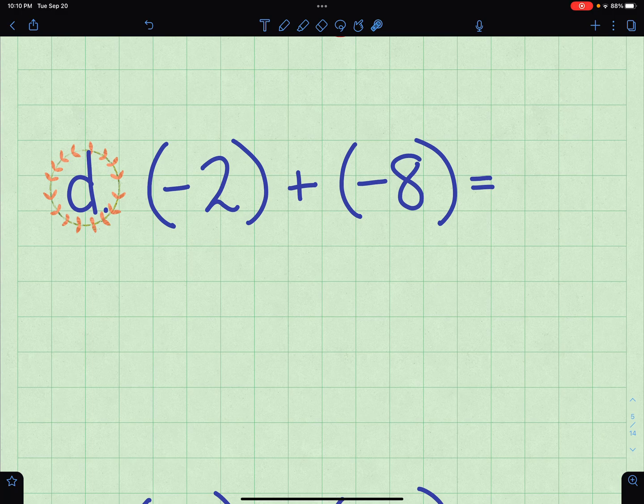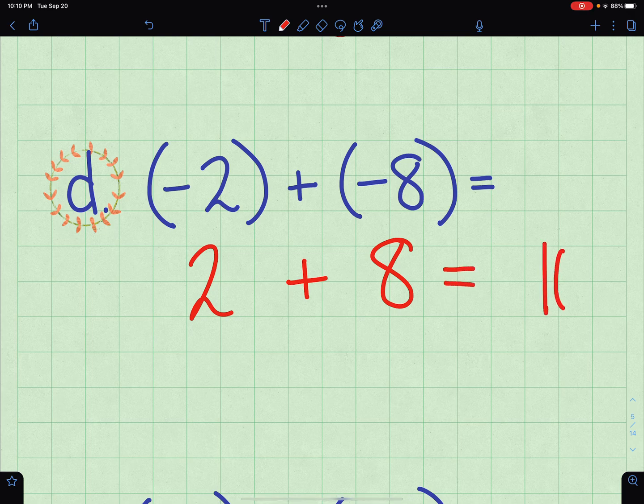All right, let's do D. D is going to be using rule number 1 because the signs are the same. So rule number 1 says take the absolute value, 2 and 8. Rule number 1 says you add them together. Bam. And we get 10. But what sign does the answer get? It gets the same sign that we started out with on both of those numbers, so it's a negative.